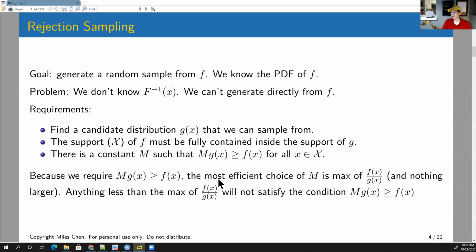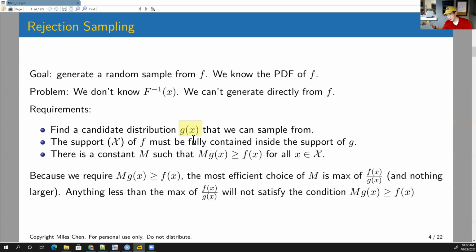Okay. Rejection sampling. So we want to generate a sample from some PDF F, right? We know the PDF of F, but we just don't know how to sample from it. Maybe we can't figure out the InverseCDF. So we can't do the InverseCDF method, and we're not able to generate directly from F. So what are we going to do? We're going to find a candidate distribution, G, just some other distribution that we are able to sample from. And kind of like importance sampling, there are some similarities, except importance sampling is used for estimating an integral, and this is for generating a sample.